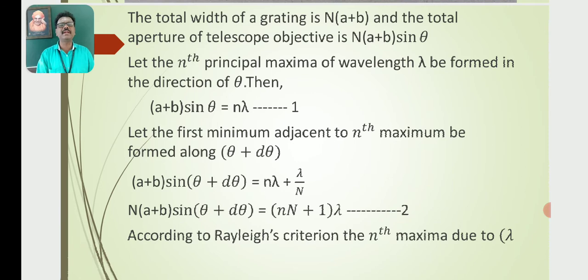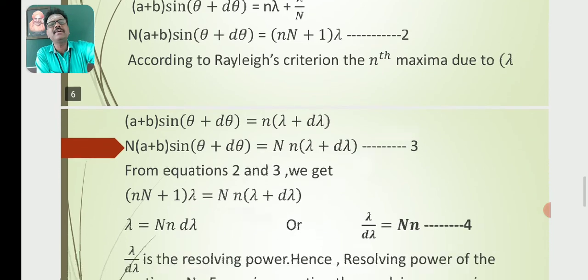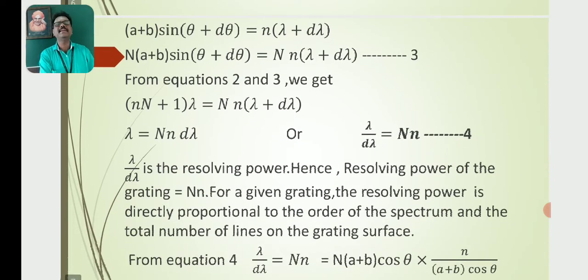So according to Rayleigh's criterion, the nth maximum due to lambda plus d lambda is a plus b sin theta plus d theta, which is equal to n into lambda plus d lambda. Further, this can be written as n into a plus b sin theta plus d theta, which is equal to n into lambda plus d lambda. Let this be equation number 3. From equations 2 and 3, we get n plus 1 into lambda, which is equal to n into lambda plus d lambda.